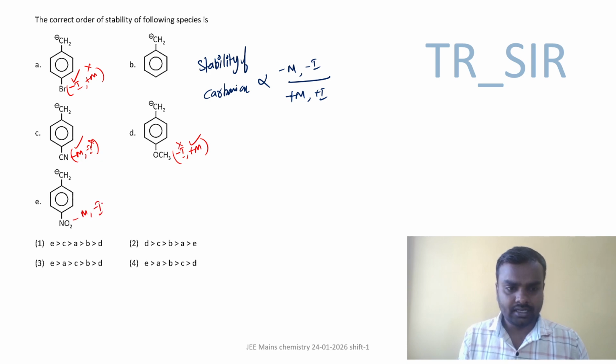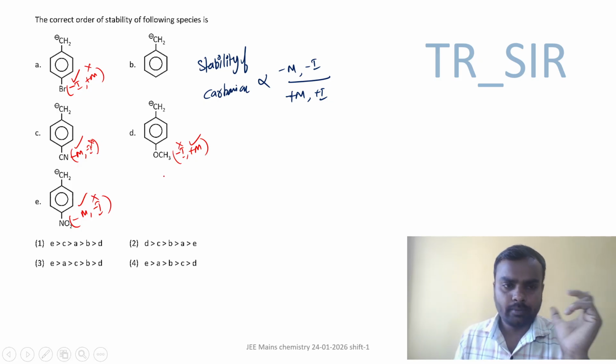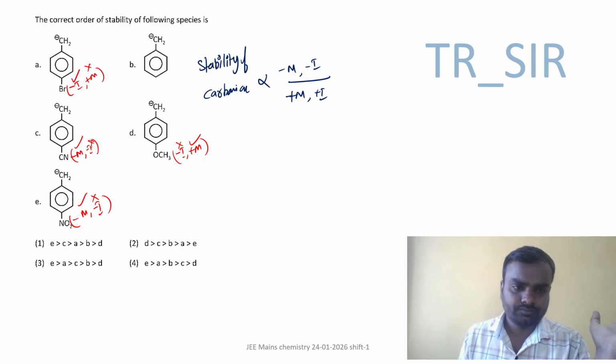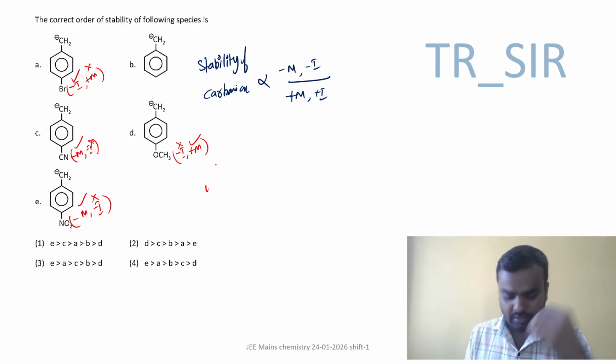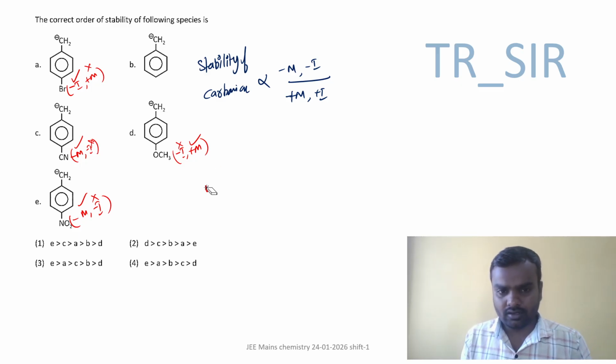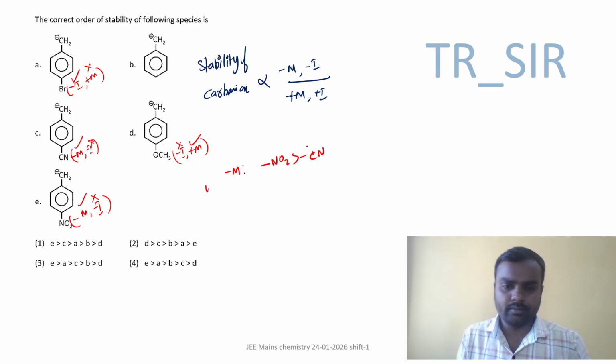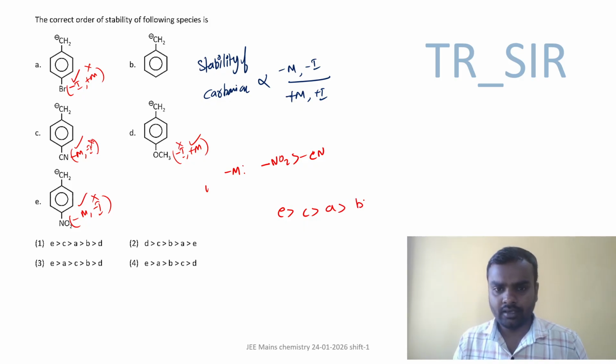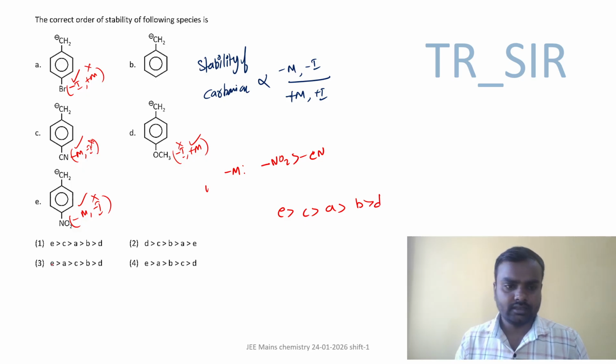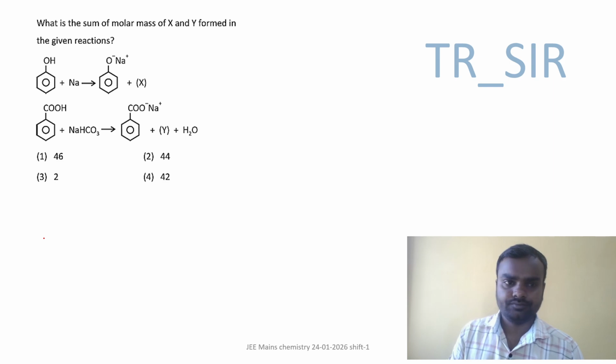Here minus M, minus I, the strong minus I, minus M effect is dominating. So the more minus I, the stronger the effect. The order of the power of the minus M effect is NO2 more than CN. So that means E is more stable than C, then A, then B, then D. Right? So E, C, A, B, D, that is option 1, the right answer.